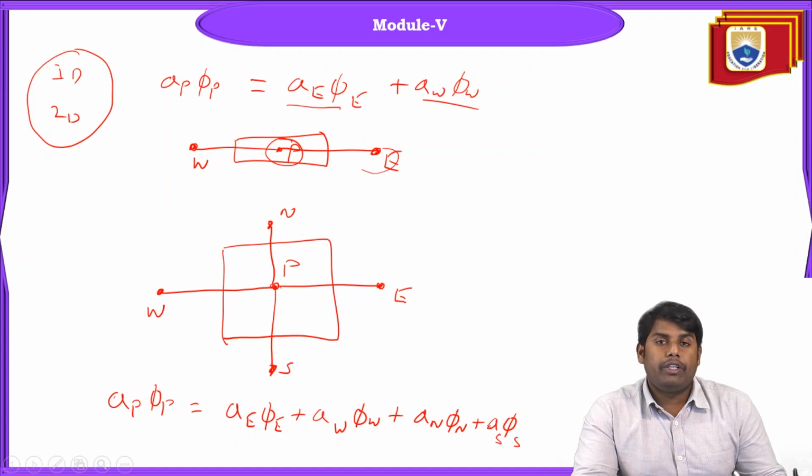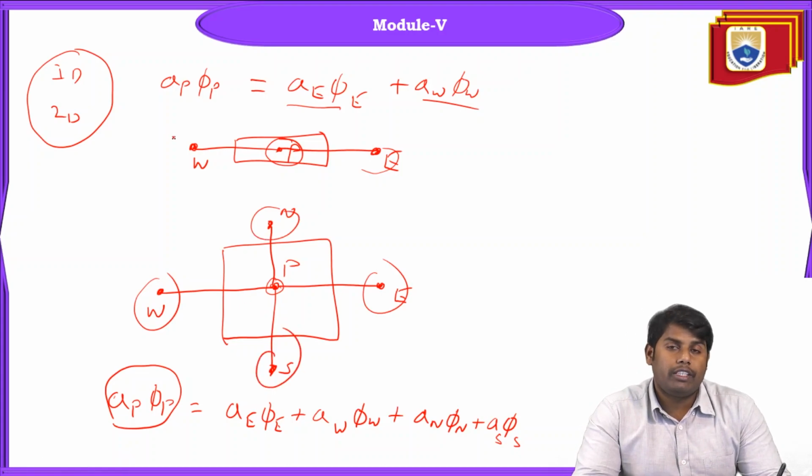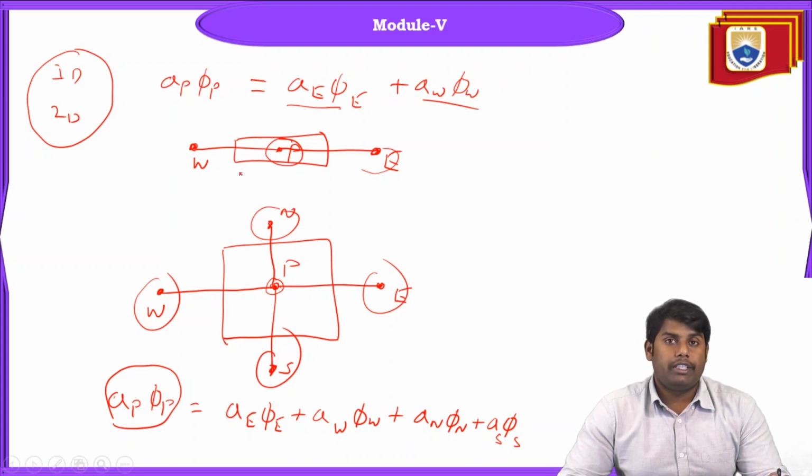So here, what is happening actually? AP phi P, where phi P is the value of the property phi. Phi can be pressure, temperature, velocity, density, and so on, and that is the value at this particular point. Here you have the east node, west node, north and so on. So the dependency is coming from all four neighboring points. When you compare 1D and 2D, for 1D we have only two neighboring points, and for 2D we have four neighboring points. Now we will see for 3D how the formulation changes.